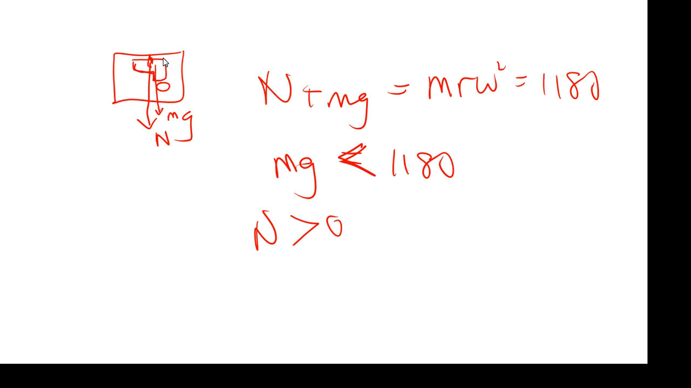So mg, of course, still acts because that's due to gravity. That will always be present. Then m omega squared r, you already found the centripetal force, 1180, at the beginning. Then you can find the value of the weight here. And you find the value of the weight must be less than 1180, which means that N must be bigger than 0. And if N is bigger than 0, there is a contact force, so he is in contact.